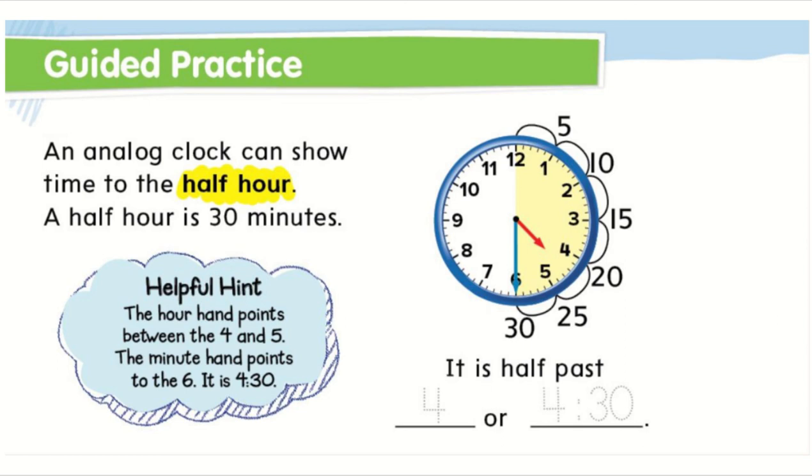So an analog clock can show time to the half hour, and a half hour is 30 minutes, just like we talked about. It's jumping up 5 minutes every single time that we go here. So it is half past 4 o'clock here, because it's halfway between the 4 and the 5, or we can say that it's 4:30.